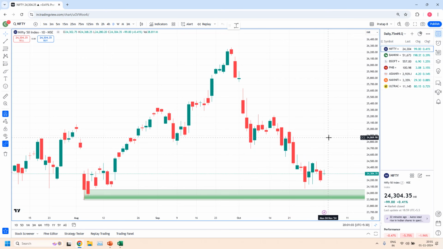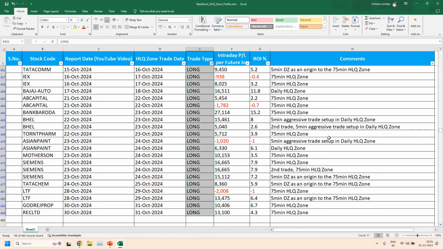In this kind of situation, nobody would like to buy stocks. That is the general feeling of the public. But that is not the case with the high liquidity zones. See, this is the success factor: 31 long trades during the month of October when the market is crashing down. And what kind of profits have they given?